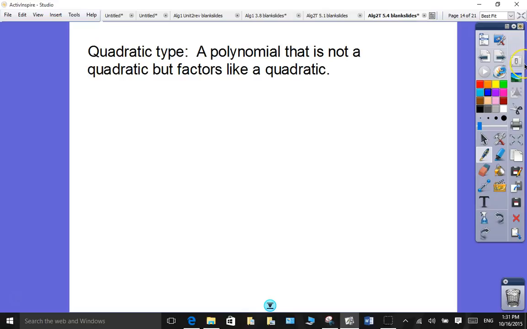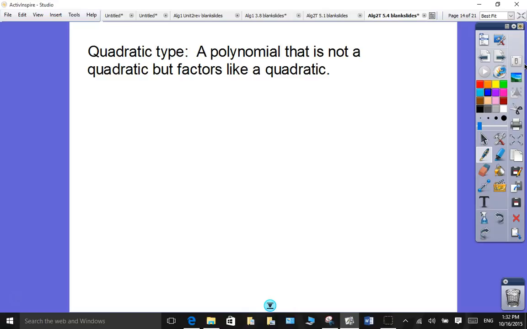Okay, now, quadratic type is probably the one you'll consider the hardest. Well, maybe there's some in difference of cubes. But quadratic type is, again, it's not a quadratic, or else they just call it a quadratic. But it's of a type that you could factor like it's a quadratic. So that's why it's called quadratic type. And it comes up in just about every kind of function we do from now on.